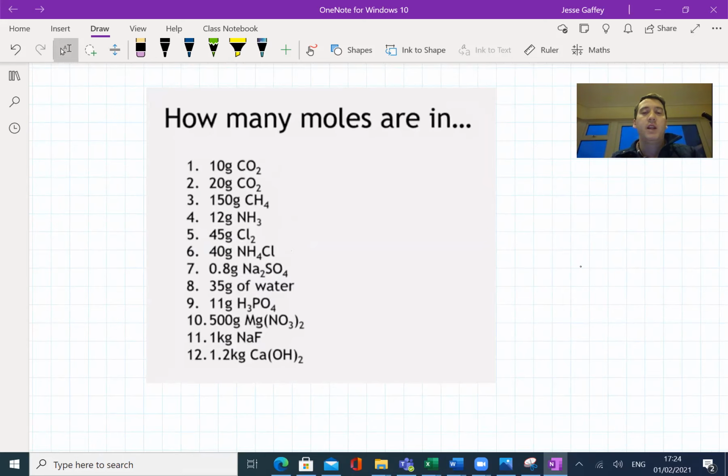Number 11, you might need a little bit of help with 1 kilogram. Hopefully, you know that 1 kilogram is 1,000 grams. If you didn't know that, then you need to maybe go and have another look at it. And also number 12, we've got 1.2 kilograms, which is 1,200 grams. So again, that might have been one that tripped you up. So just double check now that you do have them in grams and go and have another go at them if you didn't. Also, number 10, don't forget that if it's in brackets, to work out the MR, you have to multiply everything inside the brackets by the number after the brackets. Okay, that's the only thing I could see catching you up there.